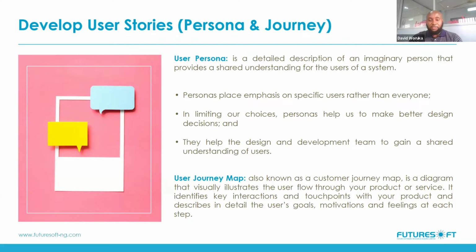So basically, it's the visual illustration that shows the flow of a user through your product or service. It identifies key interactions and touch points with your product, and it also describes details of their goals, their motivations, and feelings at each step. So the user journey map basically breaks down how your user flows through your product in terms of both the psychology, how they access the product, where they are coming from, the different phases of interacting with the product, possible things they might need, their emotions at different times, their challenges at different times, and this helps you create solutions for them better.